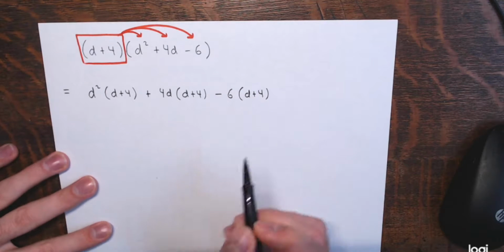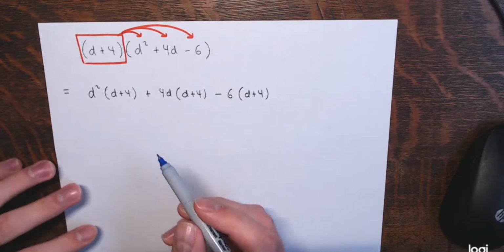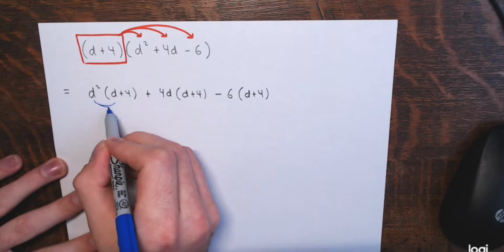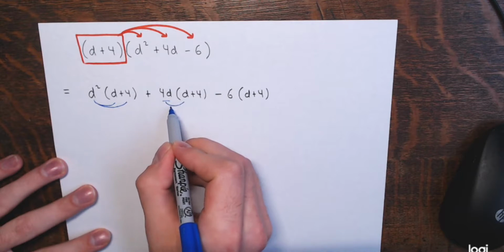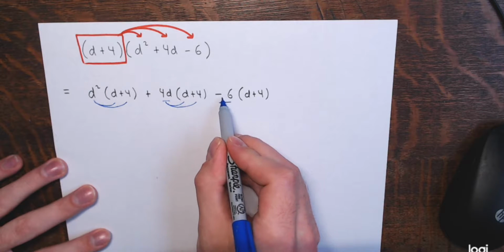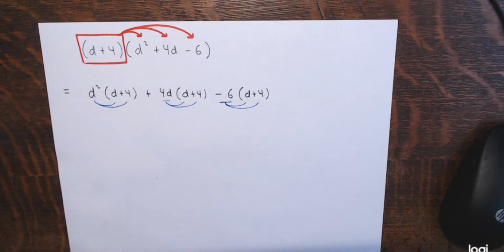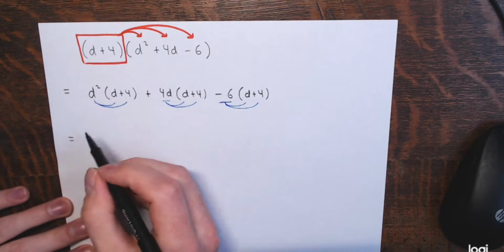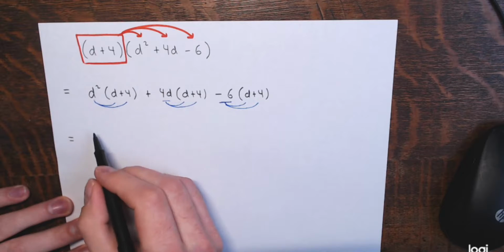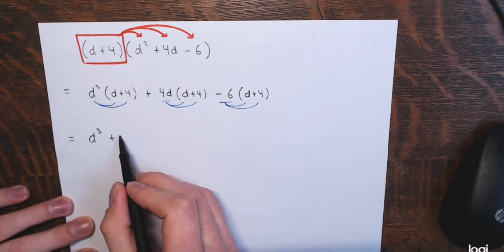Right, and then again, I continue to distribute until I get a sum of products of monomials. So I'm distributing the d squared now over the d plus 4. This 4d over d plus 4. And don't forget the negative is actually part of the term, right? The negative is part of the coefficient. So I'm distributing negative 6 to d plus 4. And now we'll have the following. Now this time, instead of writing out the products of monomials, I'll just write out what the results are. D squared times d would be d to the third. D squared times 4 would be positive 4d squared.